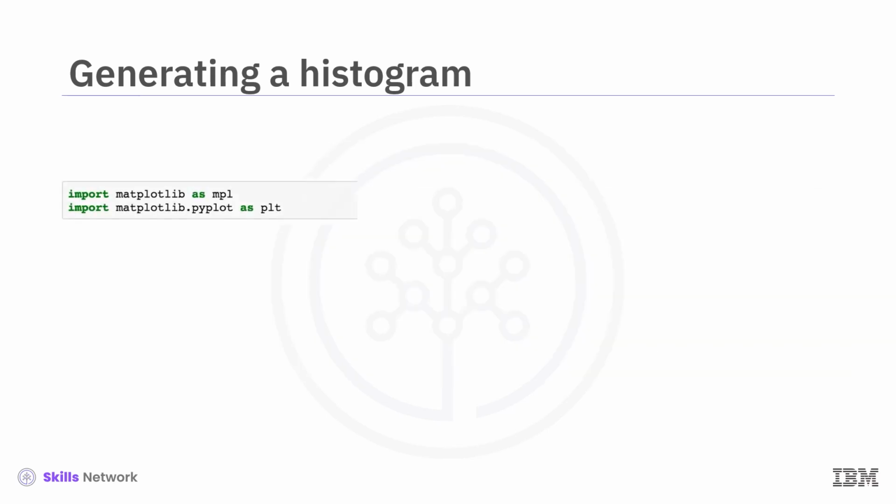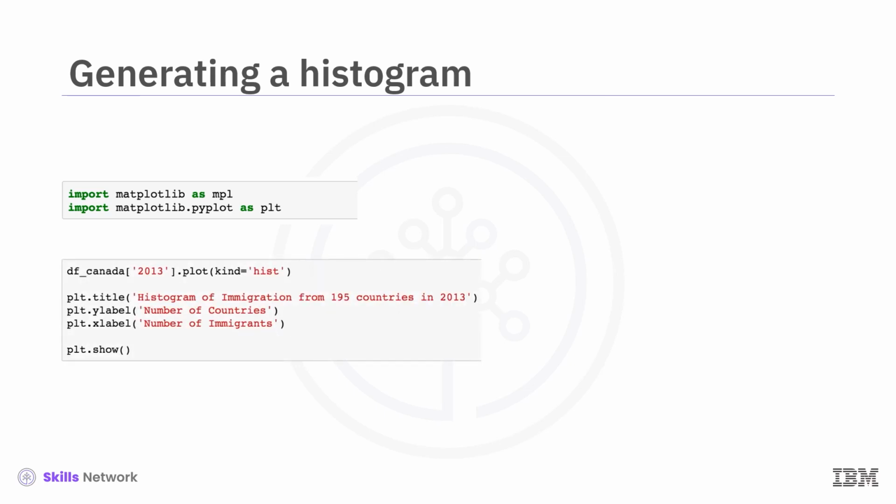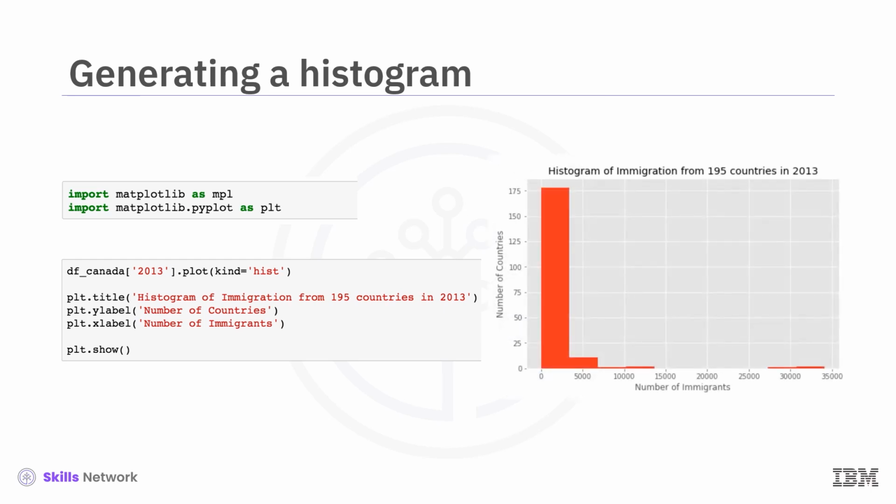First, we import Matplotlib as MPL and its scripting interface as PLT. Then we call the plot function on the data in column 2013 and we specify kind equals hist to generate a histogram. Then, to complete the figure, we give it a title and label both its axes. Finally, we use the show function to display the figure. And there you have it, a histogram that depicts the distribution of immigration to Canada in 2013.